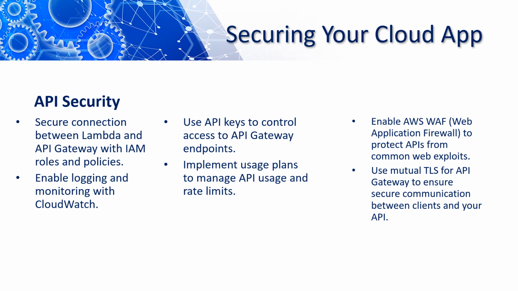API security involves securing the connection between Lambda and API gateway with IAM roles and policies, enabling logging and monitoring with CloudWatch, using API keys to control access to API gateway endpoints, implementing usage plans to manage API usage and rate limits, enabling AWS WAF to protect APIs from common web exploits, and using mutual TLS for secure communication between clients and your API.